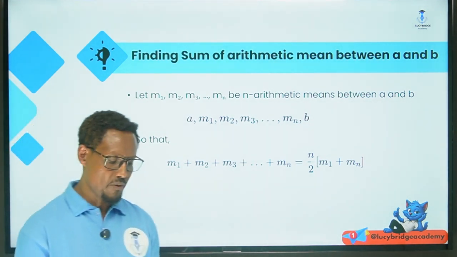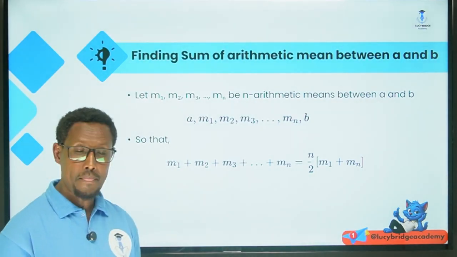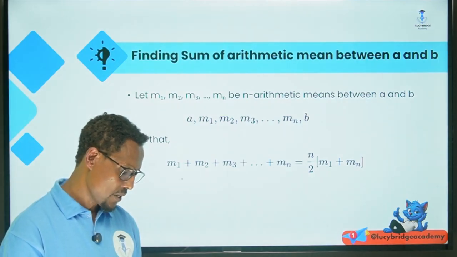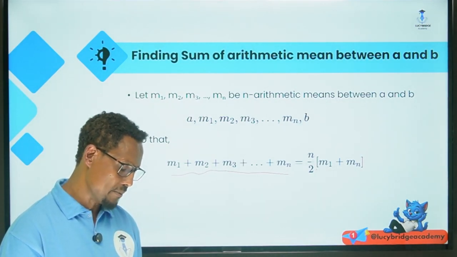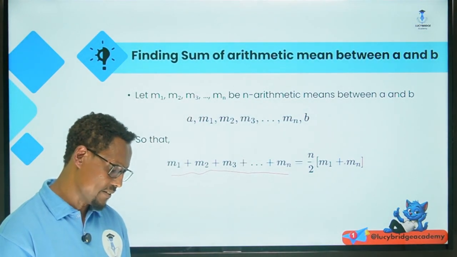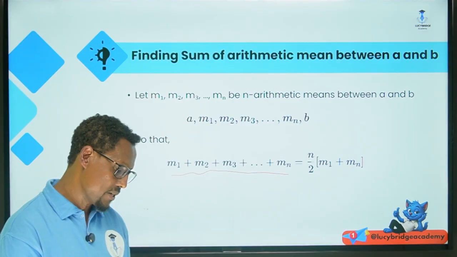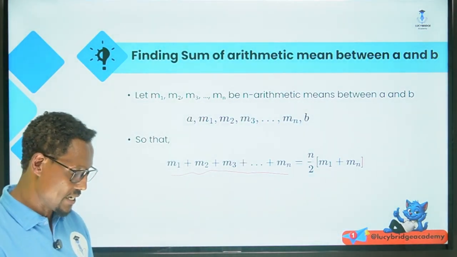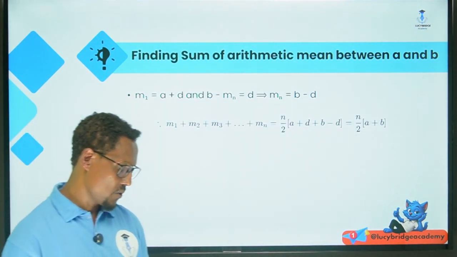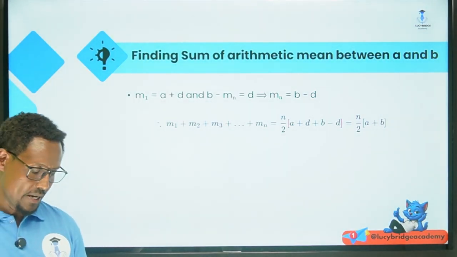Okay, finding the sum of arithmetic means between a and b. Arithmetic means between a and b, we saw earlier: m1, m2, m3 up to mn. Look, this m1 plus m2 plus m3 plus mn is n over 2 times m1 plus mn. Yes, the first term plus the last term, n over 2. Okay, m1 is equal to a plus d and b minus mn is equal to d, so mn is equal to b minus d.